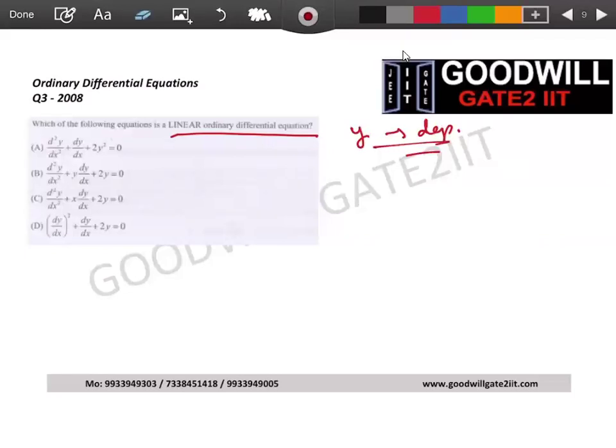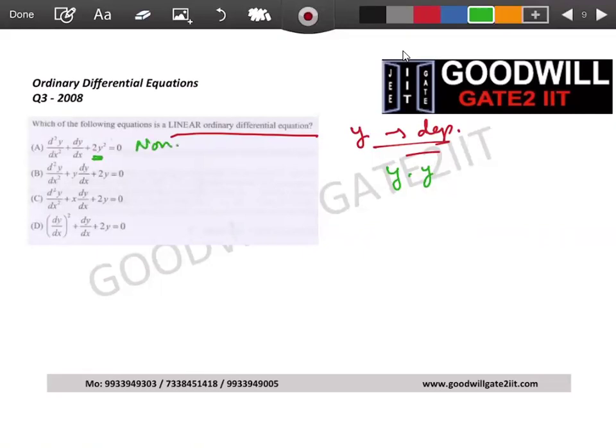So d square y by dx square, that is fine. Plus dy by dx, that is also fine. But we have here a term 2y square. So that is y into y. So please tell me, this is linear or non-linear? Yes, so this is a non-linear differential equation.